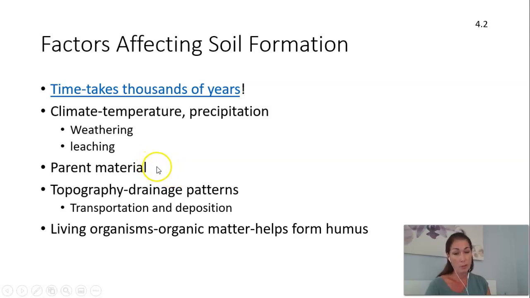Another key thing is the parent material. What type of rock are you starting with? What type of minerals are you starting with? The topography is going to be important, how the land looks, because this is going to affect the drainage patterns.